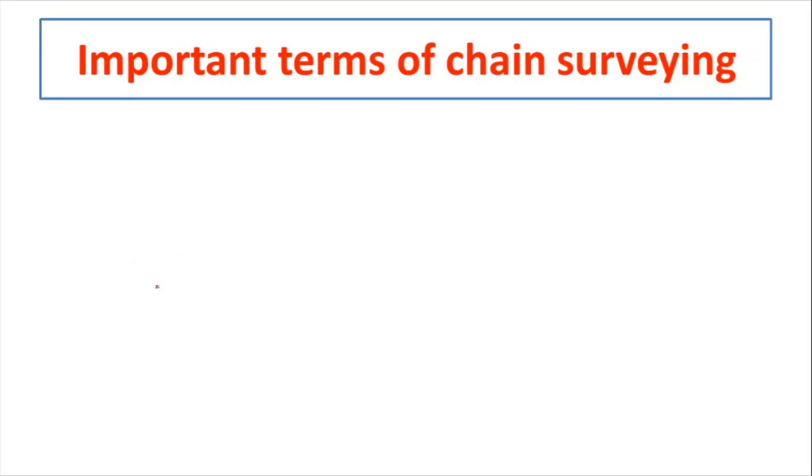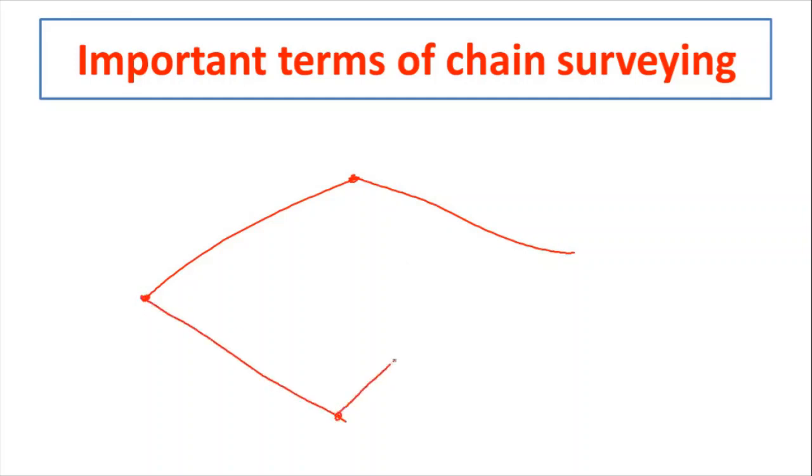Now suppose you have a land like this. The area of the land is like this. Now in this area, whatever the corners at the boundary are there, they are called main survey stations. I am taking 4 main survey stations here, so A, B, C, D are the main survey stations.